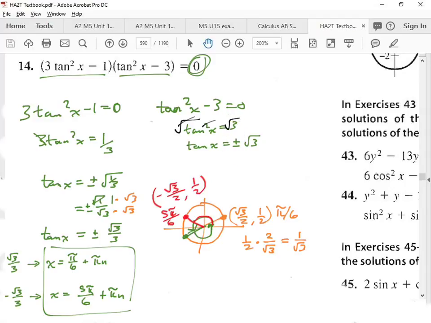Pi over 3, that's right. We have this guy right here, pi over 3. That would give you 1/2 and rad 3 over 2. And if I divide those, I get rad 3 over 2 times the reciprocal 1/2. That would equal rad 3.